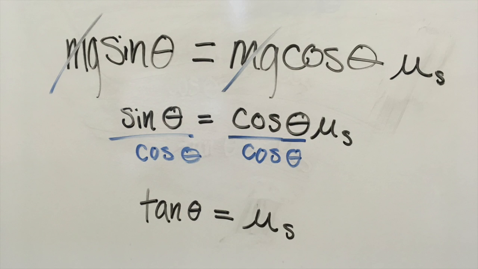mg cancels from both sides of the equation and cosine theta is divided from both sides, giving us tangent theta equal to the static friction coefficient, which we use to calculate the static friction coefficient with the angles we measured during the experiment.